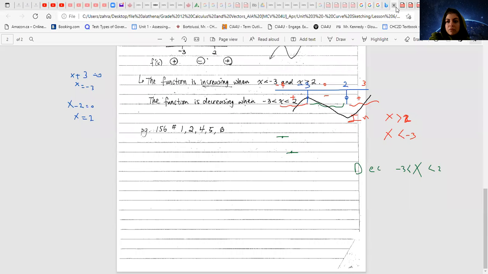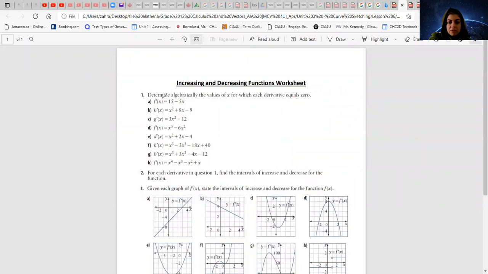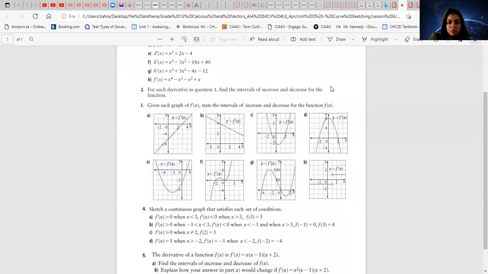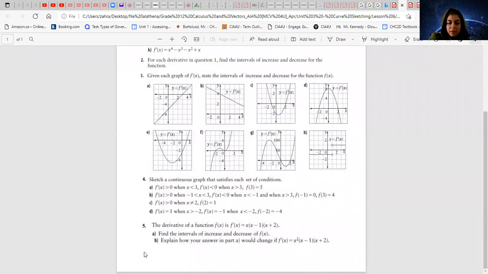So for the worksheet, just erase this. You do this, determine where f prime is equal to 0. You can do part 1G and 2G, again using the f prime. So question number 3, question number 4, and 5.